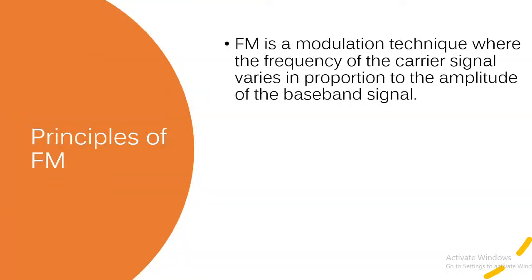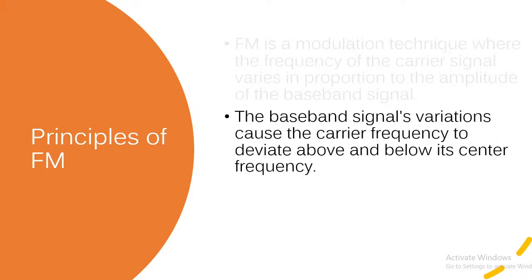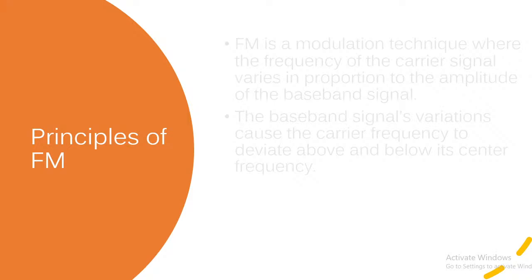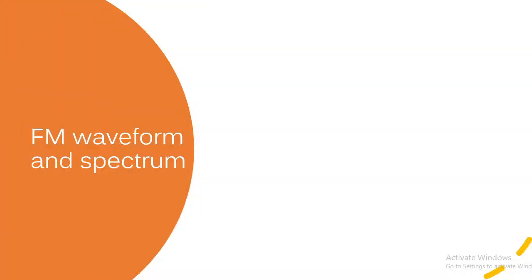FM is a modulation technique where the frequency of the carrier signal varies in proportion to the instantaneous amplitude of the baseband signal. I had left out the word instantaneous, so you put it in. Instantaneous amplitude of the baseband signal. The baseband signal's variations cause the frequency to deviate above and below its center frequency. Center frequency means the original frequency of the carrier wave. So that is the center frequency. It can increase or it can decrease according to the amplitude of the baseband signal.